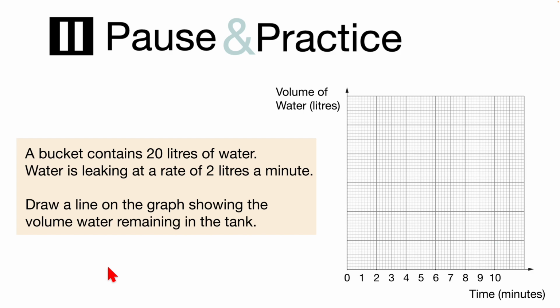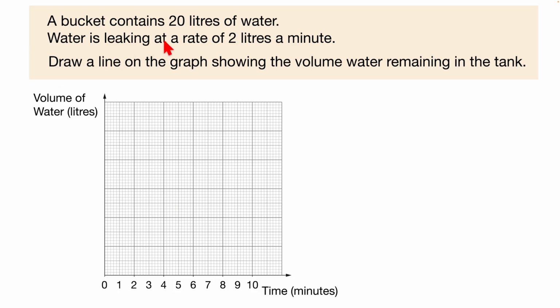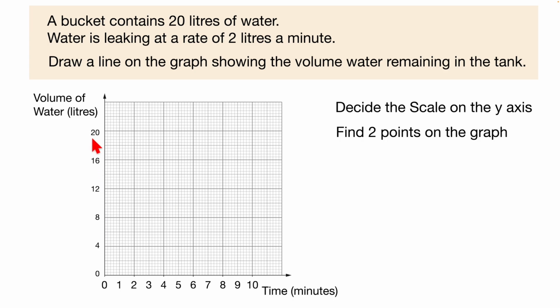Hope you did well. Here's the answer. A bucket contains 20 litres of water. Water is leaking out at a rate of 2 litres a minute. Draw a line on the graph showing the volume remaining in the tank. Right, so we're going from 20, the water's running out. So we need to find the scale, and it's got to go from 0 to 20. Let's have a think. 1, 2, 3, 4, 5. I think that's fairly clear, isn't it? We should make that 20, which means these are each worth 4. 4, 8, 12, 16, 20. Yeah, that's okay. Now we find 2 points on the graph.